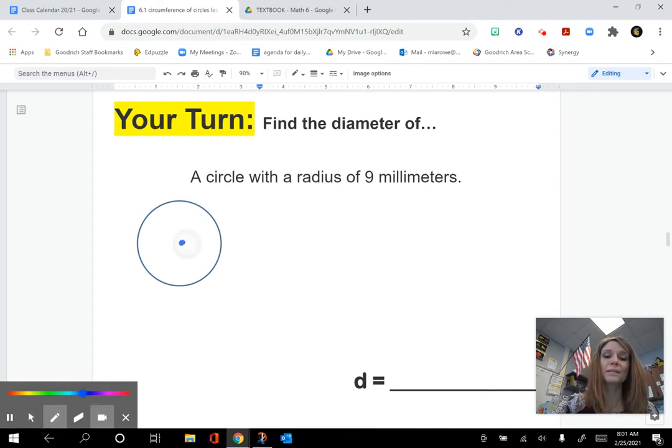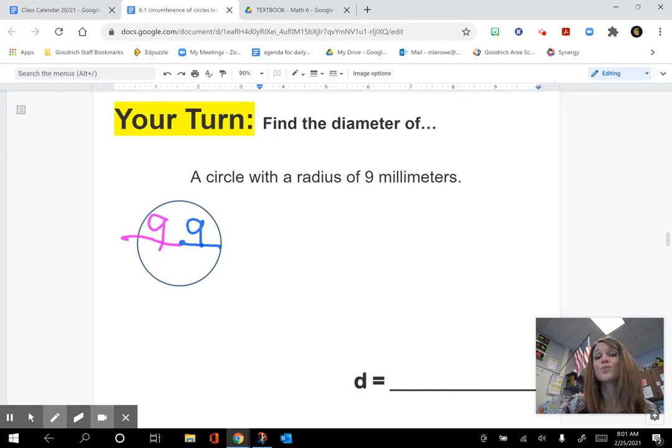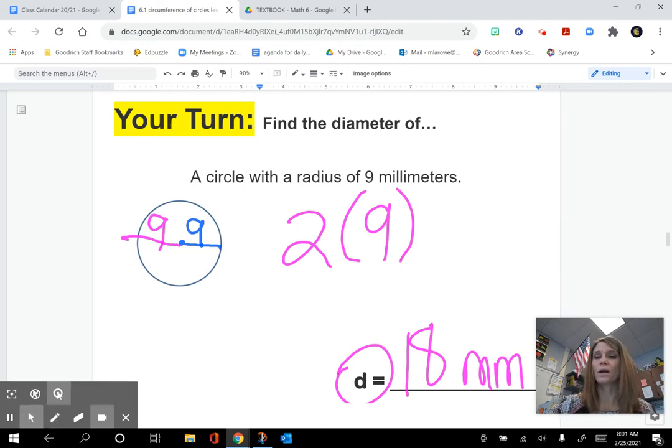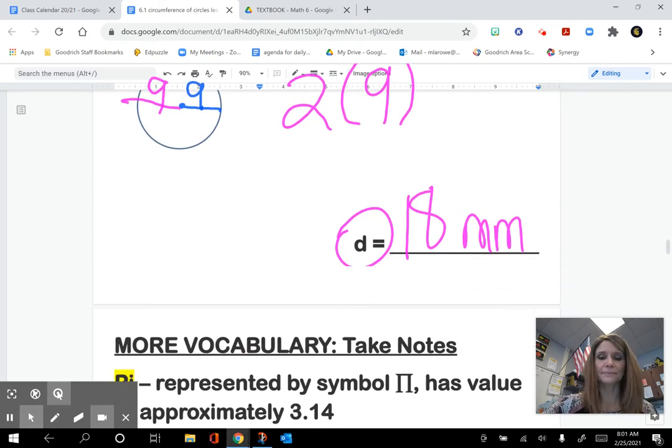So if 9 millimeters gets me part of the way across, and another 9 millimeters gets me all the way across, then 2 nines gets me 18. So it would be 18 millimeters all the way across as my D diameter. How'd you do on that one? Feeling pretty comfortable with some circle parts?